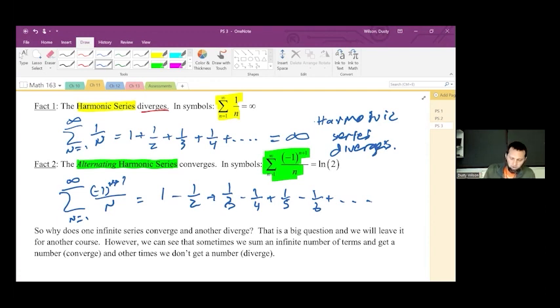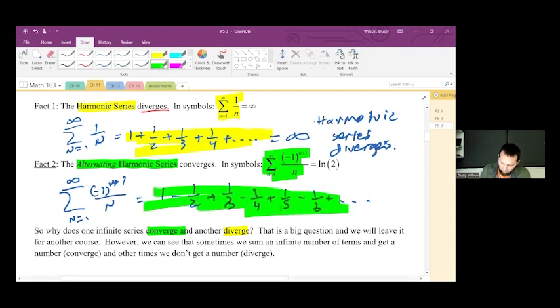So why is it that one series converges and another diverges? That's a really big question. And actually, we're going to have to leave it for another course. However, we can see that sometimes if we sum up this infinite number of terms, we get a number, like we do with the alternating harmonic series, and other times we don't get a number. That is, it diverges. So what's going on here?